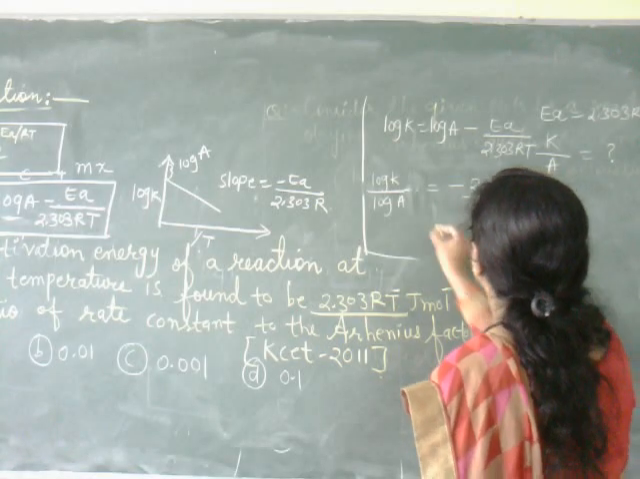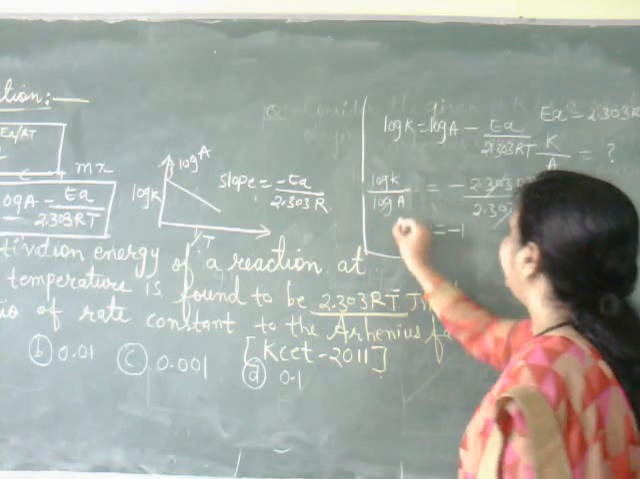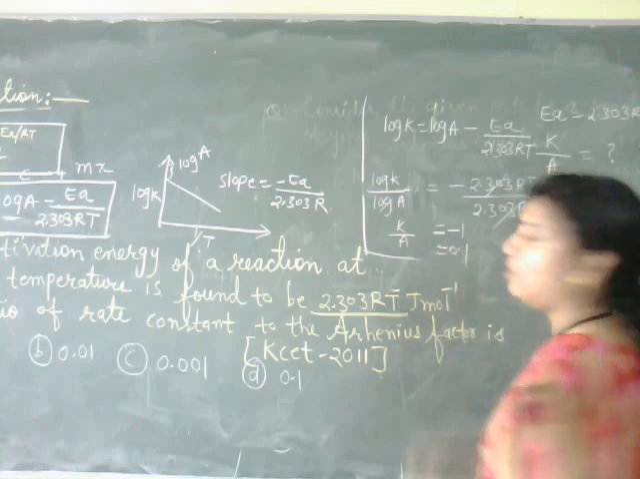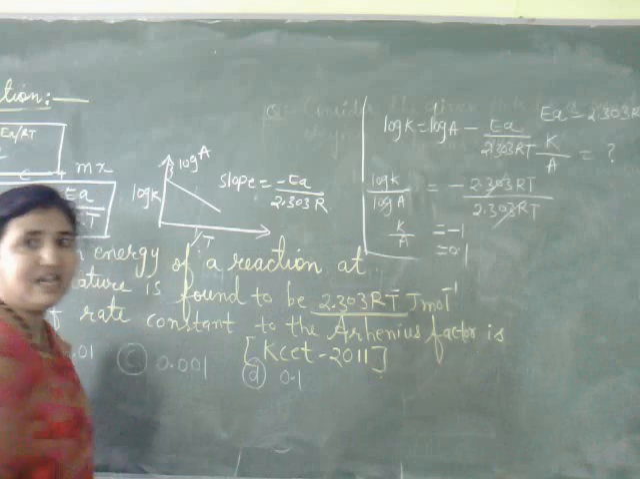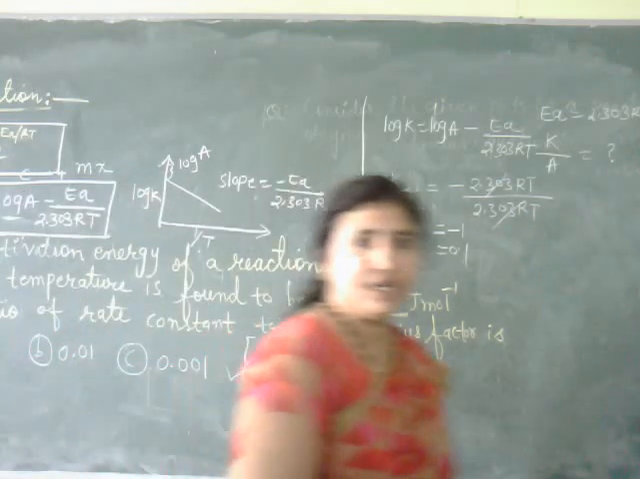Divided by 2.303 RT, just cancel out. What we get here? Minus 1. Ratio we got here, K by A, how much is it? Minus 1. Minus means what here? 0.1. So 0.1 means which option it is here? We have the D option. The D option is the correct option.